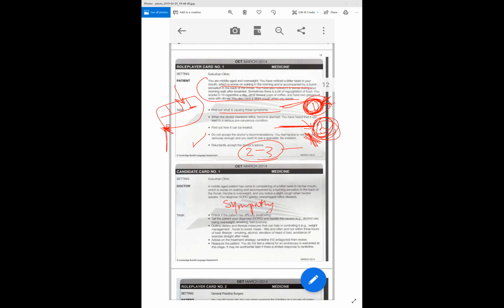You will ask about the symptoms like any doctor. You want to know about this pain. You will ask about specifics. Where exactly is the pain? Is it accompanied by any other symptoms?